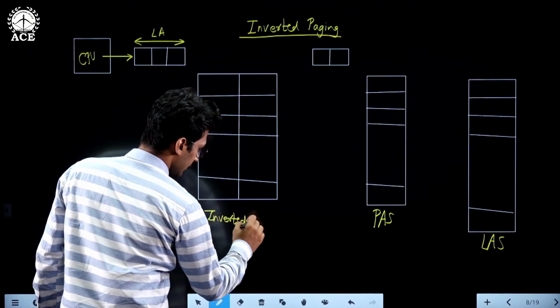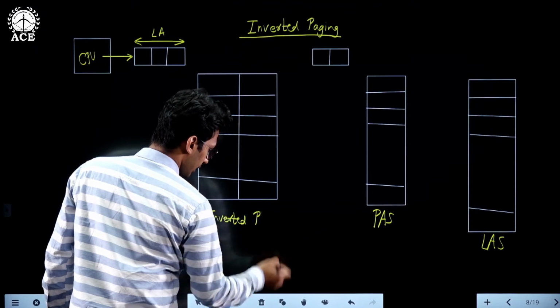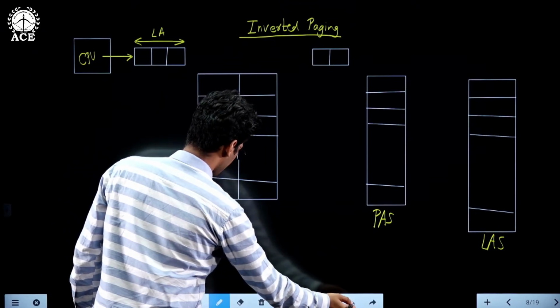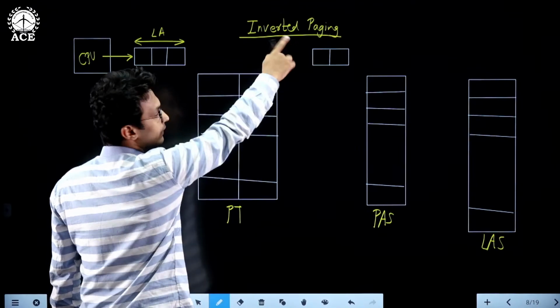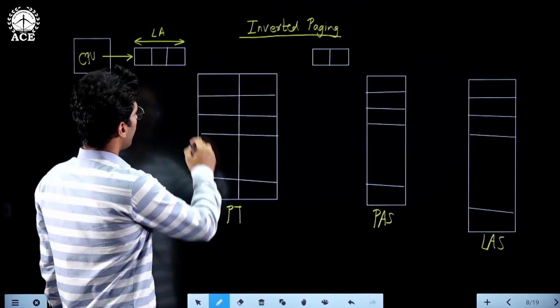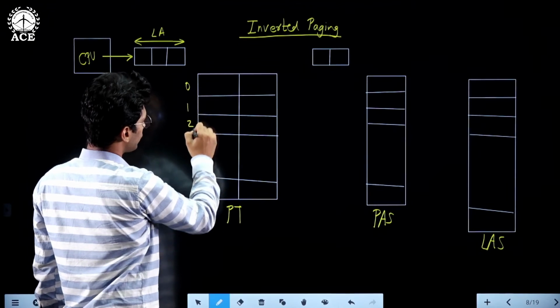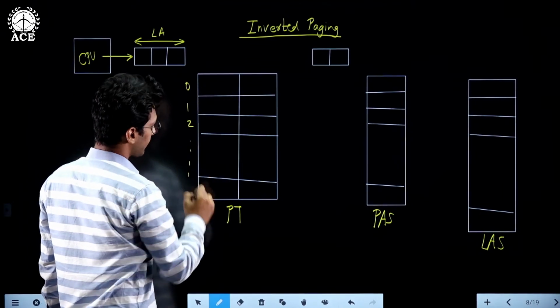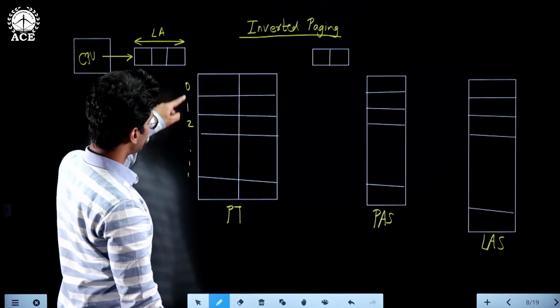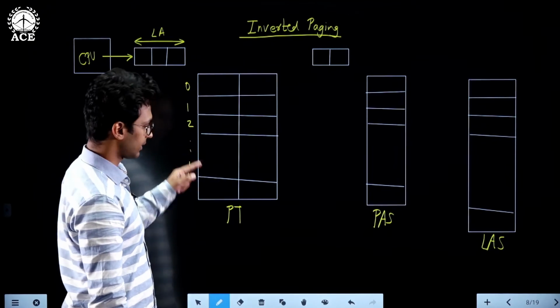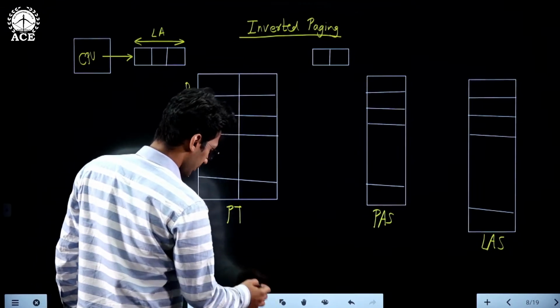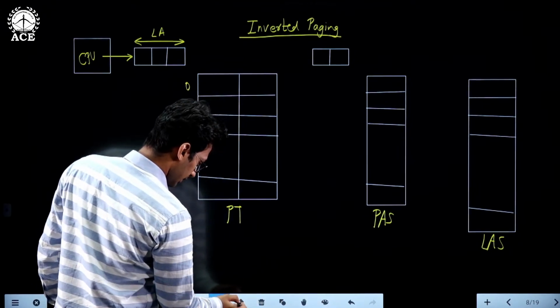Inverted. I shouldn't mention it like that, I'll mention page table only. Page table in case of inverted paging. What does it contain? 0, 1, 2, and so on. This is the number of entries in the inverted page table. I should mention inverted page table only. Let me just delete it.